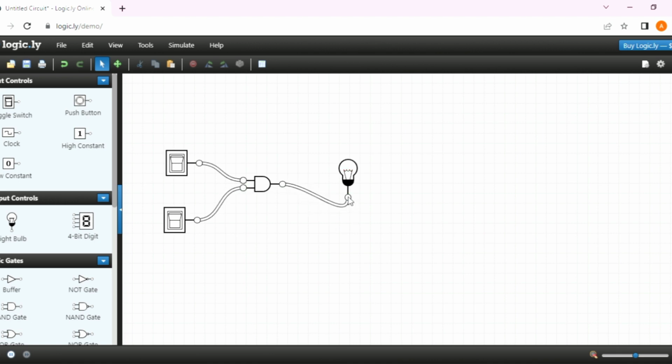When A and B are 0 and 0, the output is 0. When A is 0 and B is 1, the output is 0. When A is 1, B is 0, the output is 0. When A is 1 and B is 1, the output is 1. This is the circuit of the AND gate.